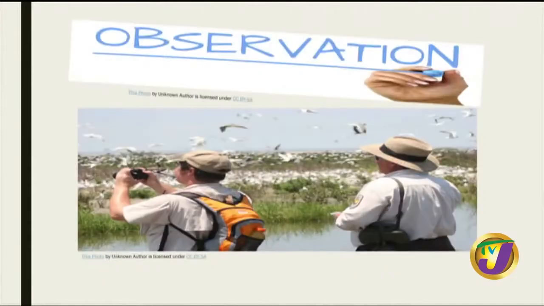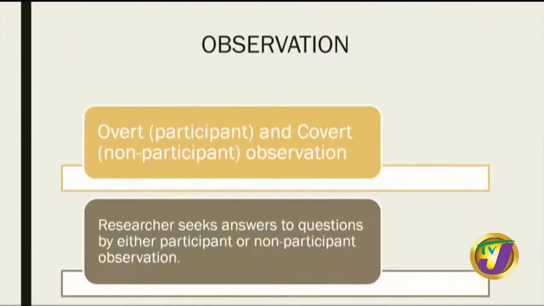Let us move on to observation and take a good look at this picture. So these persons are out in the field, looks like a swampy area, and we see some birds. They have their binoculars. They are looking. So what is the observation?